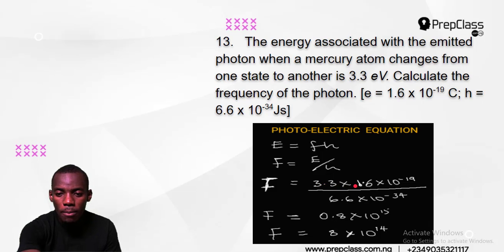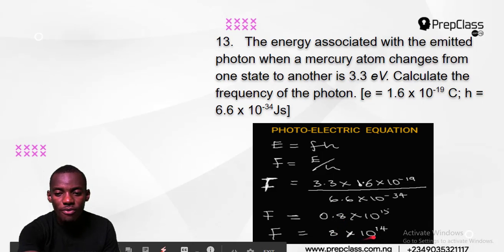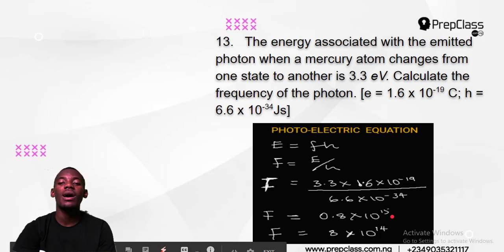3.3 times 1.6, get your answer, divided by 6.6, you will get 0.8 times 10 to the power minus 19 divided by 10 to the power minus 34. That will give you 10 raised to the power 15. Now put your answer in standard form. This point will come from here to this place, and that will now give you 8 times 10 to the power 14, because it will reduce 1. And that will become 8 times 10 raised to the power 14. And that is your answer.